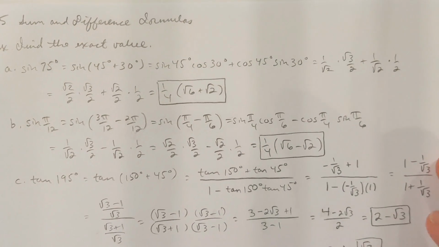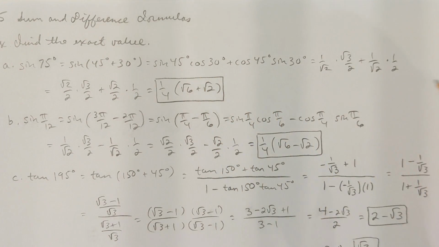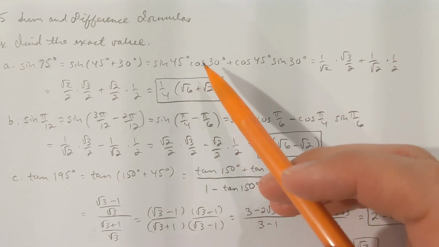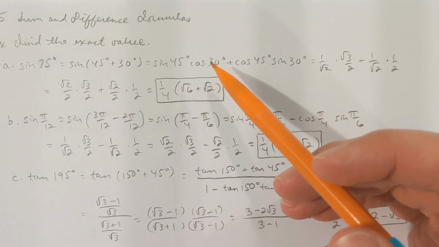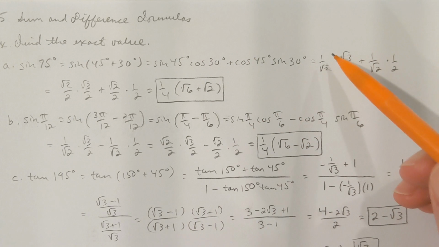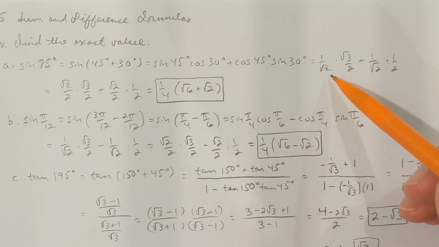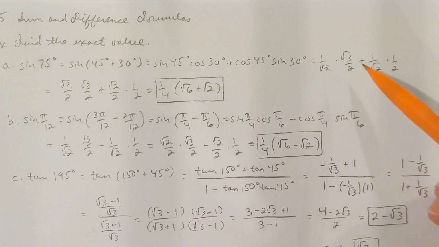And like I said, I'm now using my common triangles. So sine of 45 degrees, opposite over hypotenuse, the opposite side would be 1, the hypotenuse would be root 2. Cosine of 30 degrees, adjacent over hypotenuse, the adjacent side would be root 3, the hypotenuse would be 2, plus cosine of 45 degrees, the adjacent side would be 1, the hypotenuse would be root 2, and then sine of 30 degrees, the opposite side would be 1, the hypotenuse would be 2.